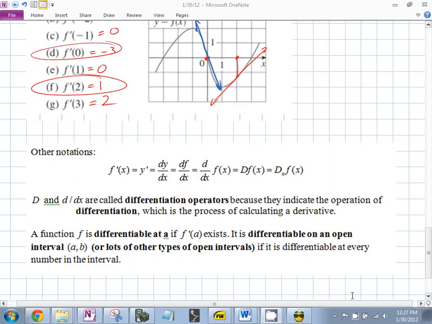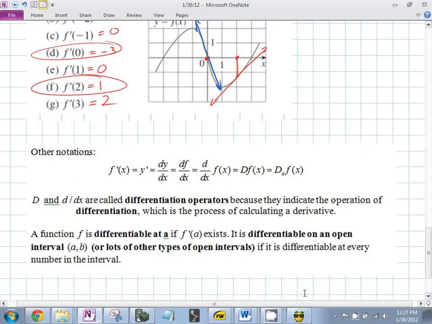Then you can eat. Okay, d and d over dx are called differentiation operators because they indicate the operation of differentiation, which is the process of calculating a derivative. So if you're asked to differentiate something, you are being asked to calculate a derivative. This is important, the last phrase there. A function f is differentiable at a if f prime of a exists. So if it's differentiable at an x value, you can actually find the derivative. That's one way to think about it.